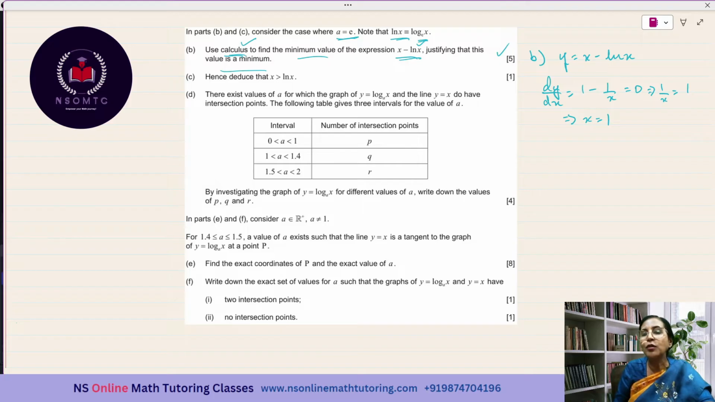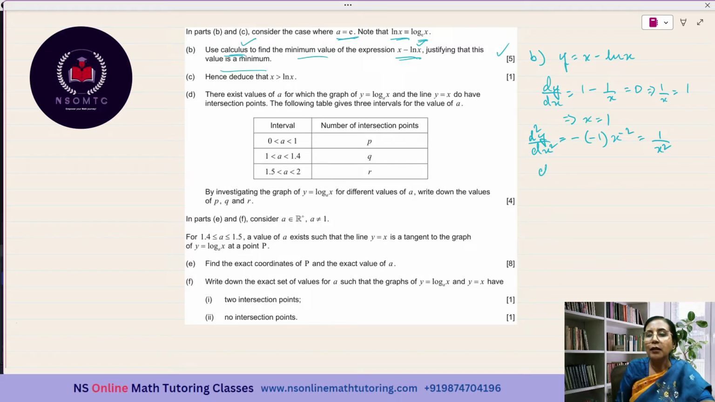It is a stationary point, no doubt, but whether it is a maximum or a minimum, we have to find that. So for that, we can either draw the sign diagram or we can get the second derivative expression. I am getting the second derivative expression. So d2y by dx square is equal to the derivative of 1 minus 1 over x. The derivative of 1, a constant term, is equal to 0. And negative 1 over x, 1 over x is x to the power of negative 1, so it is negative times negative 1 and x to the power of negative 2. So this is equal to 1 over x square.